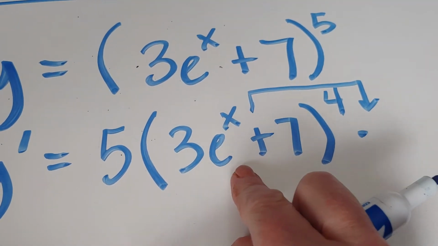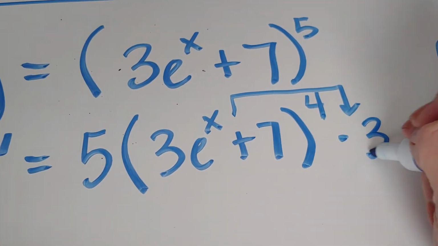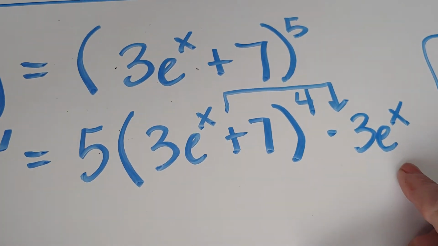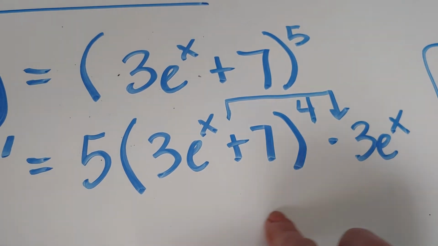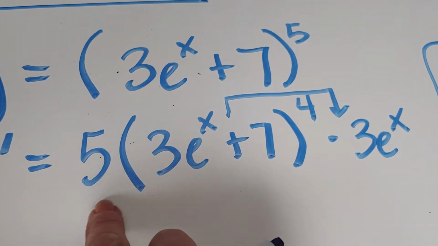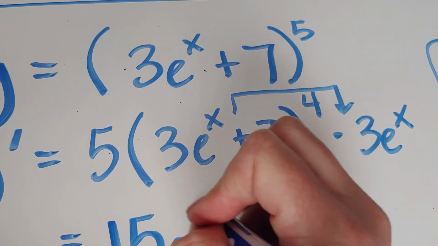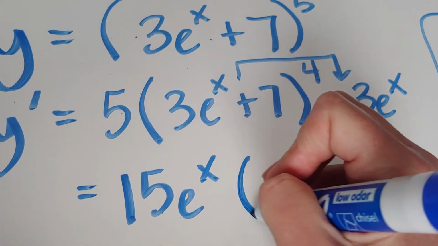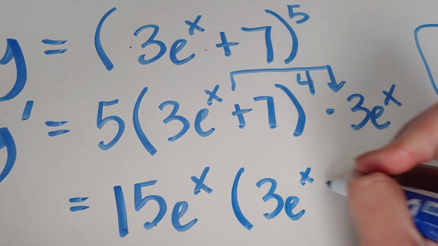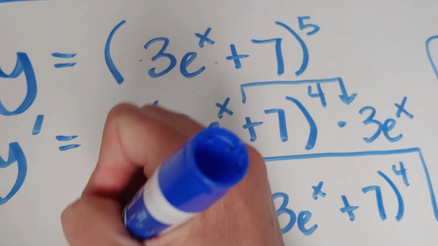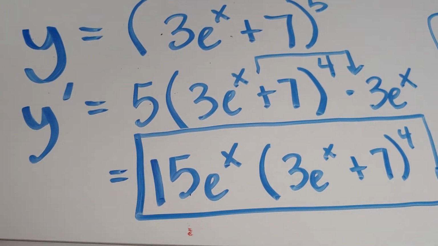The derivative of 3e to the x is 3e to the x. The derivative of 7 is 0. So my final answer is I'm going to move this to the front of the line with that 5. So 5 times 3e to the x would be 15e to the x, times (3e to the x plus 7) all to the fourth. That would be the derivative. All right.